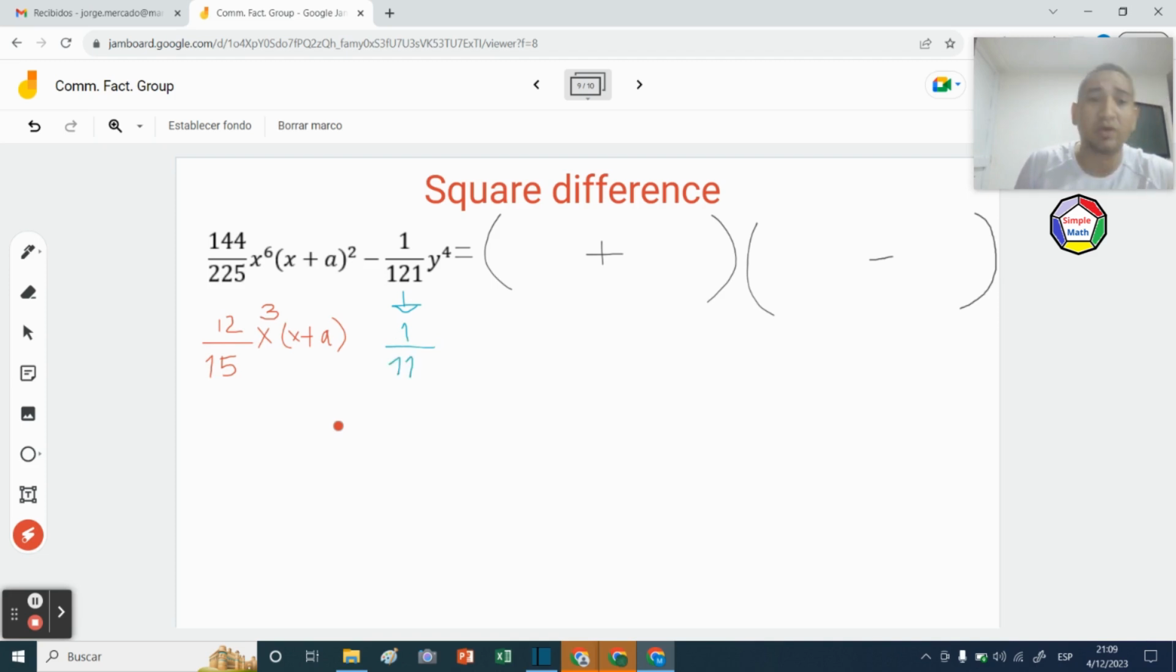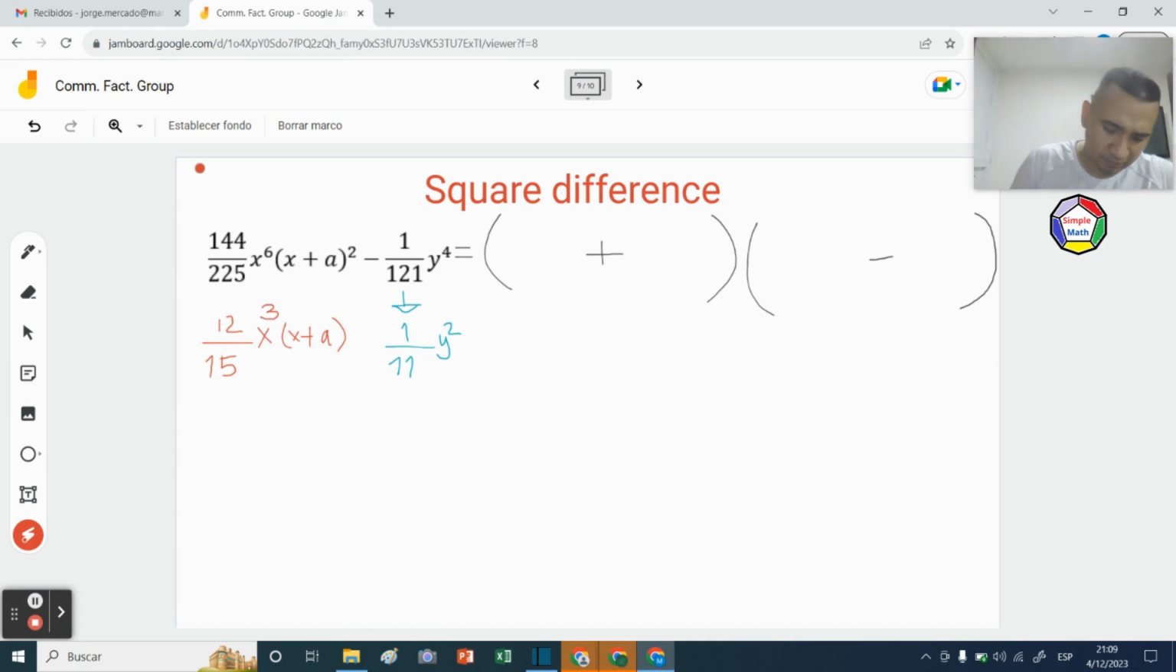Which is the square root of y exponent 4? The square root of y exponent 4 is y exponent 2. That is the square root of that. Okay? So which is the next step? We need to rewrite these square roots inside these parentheses, and that's exactly what I'm going to do.